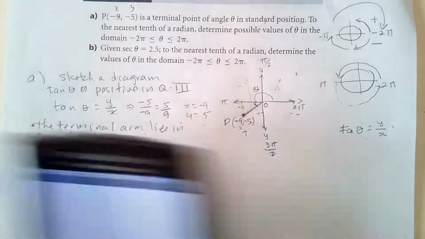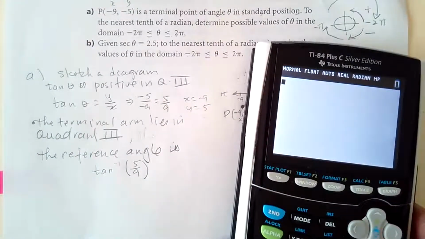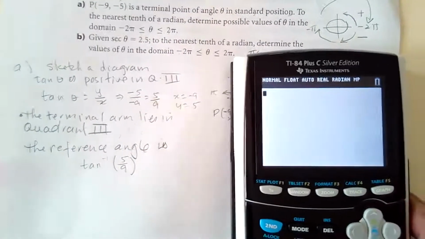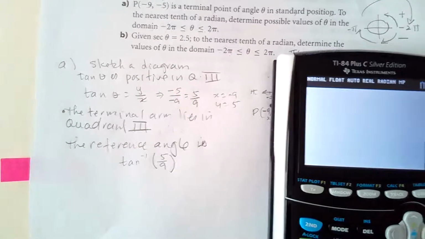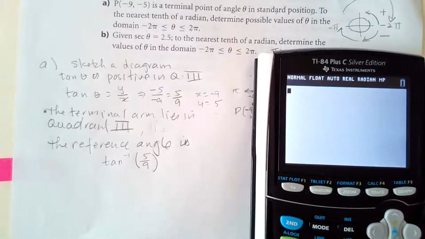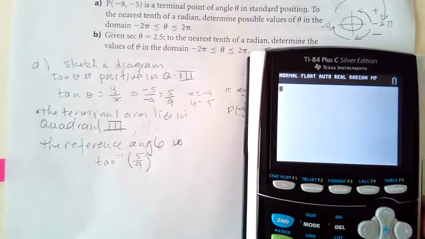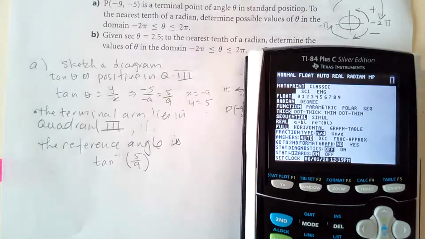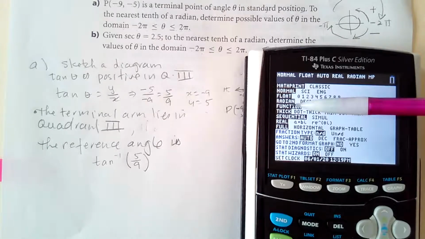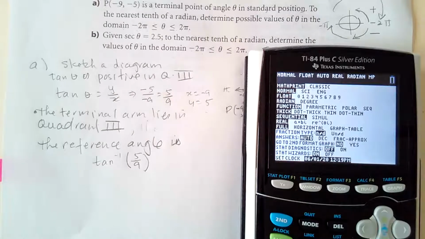Okay. I've got my calculator here with me, and I'll walk you through this example. Now, whatever calculator you're using, make sure you are in radian mode, not in degrees. I want to make sure you're in radian mode.